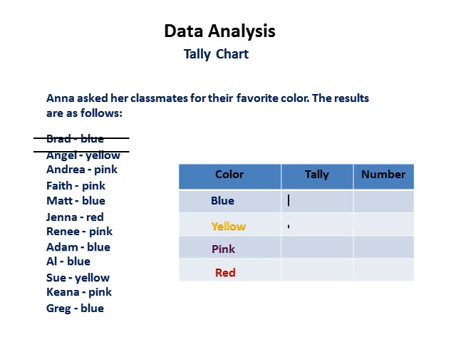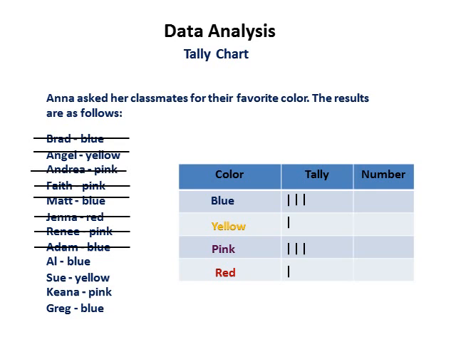Okay, next is Angel, so that's one yellow, so we put a tick or one line for yellow. Andrea is pink, so we do one line for pink. Faith is pink, so we do another line for pink. As you can see, we have 2 slashes or 2 ticks for pink. Next is blue, so we draw a line again for blue. Next is red, so that will be one red. Renee is pink, so another pink. So we have 3 pink now.